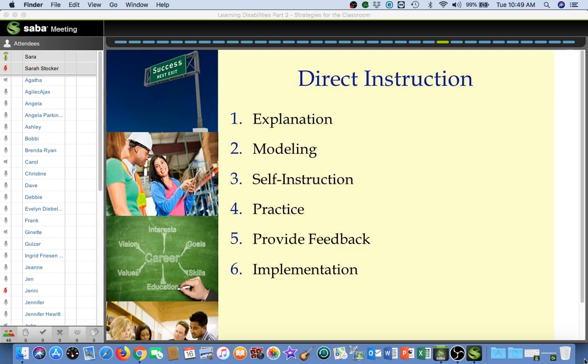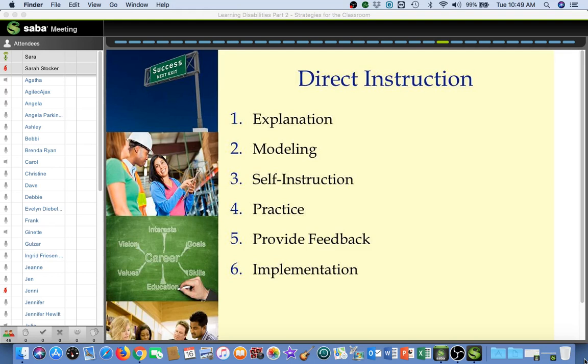Practice. Provide various opportunities to practice the strategy on different tasks. And provide and get feedback. Provide affirmative, constructive feedback, and ask the learner if the strategy is working well and how they're using it. Are there changes that we need to make? Finally, implementation. Encourage the learner to report independent and routine use of the strategy.